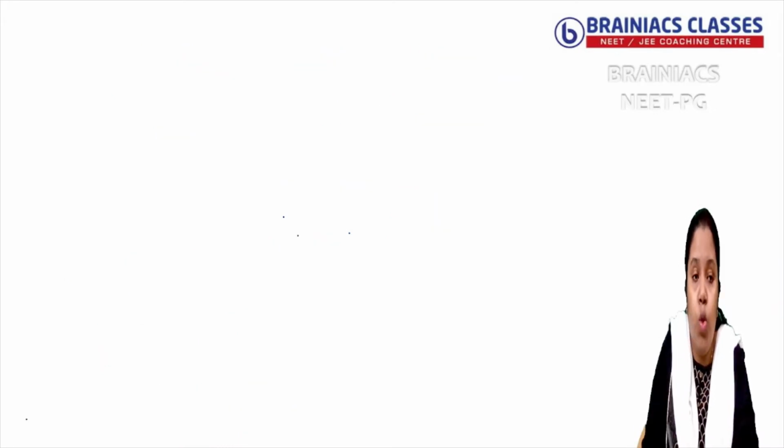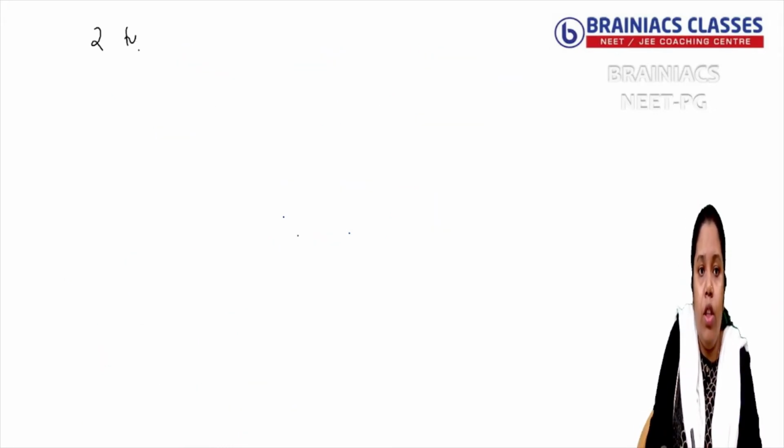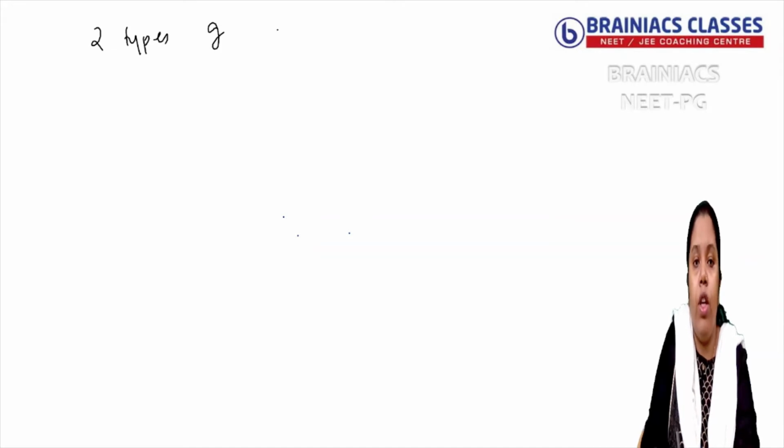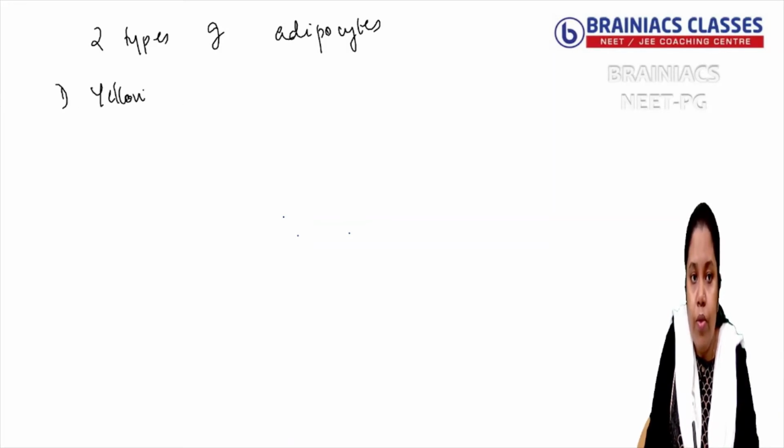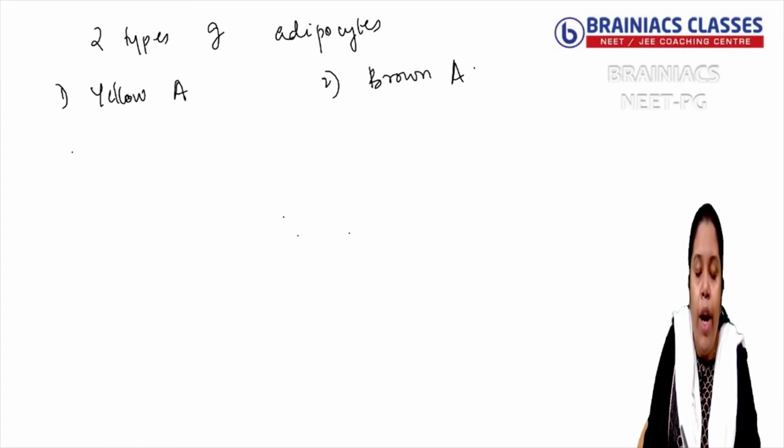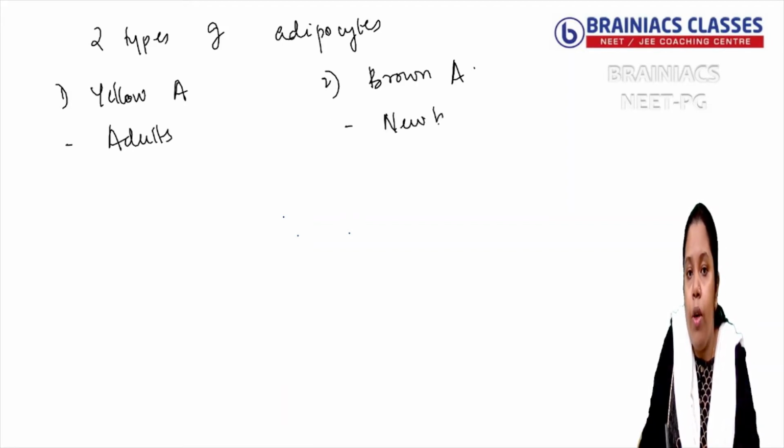There are two types of adipocytes. One is the yellow adipocyte and the second is the brown adipocyte. The yellow adipocyte is seen in adults, and brown adipocytes are seen in newborns.